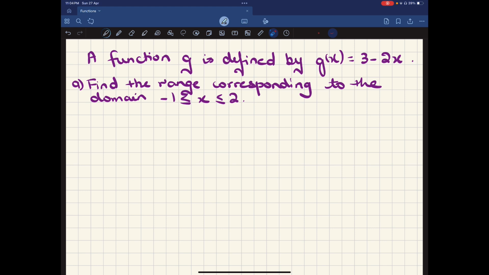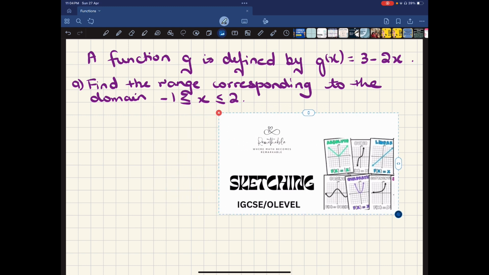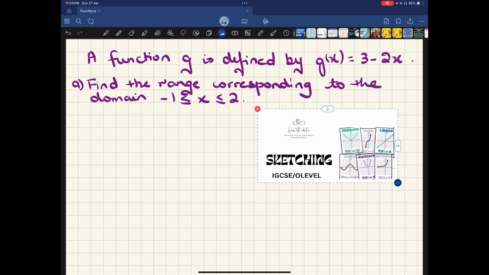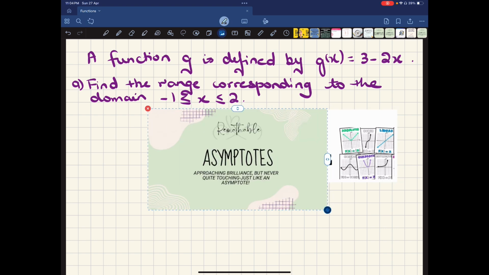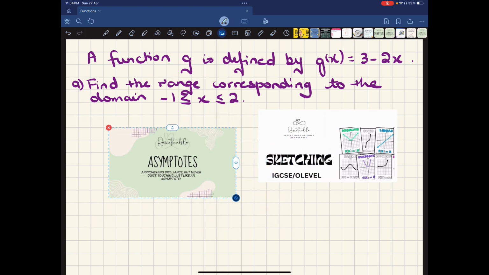Whenever this is the case that you have a continuous interval, it is my recommendation to sketch the graph. That is going to eliminate any chances of errors that you might make. Now for sketching graphs, I hope that you've had a chance to look at my videos. This is the video for sketching graphs, and I would also recommend that you have a look at the video explaining the asymptotes.